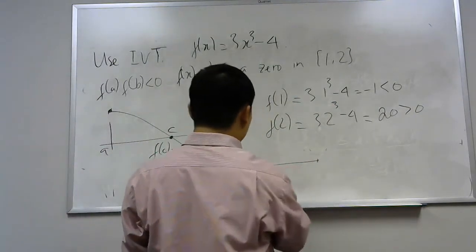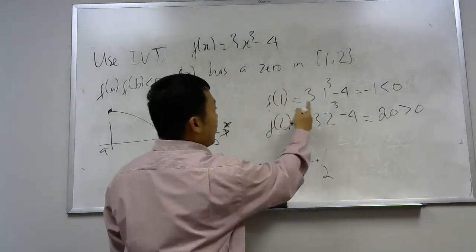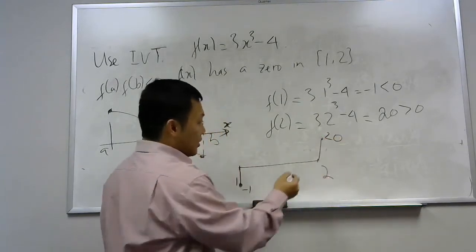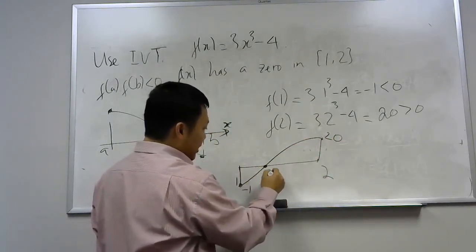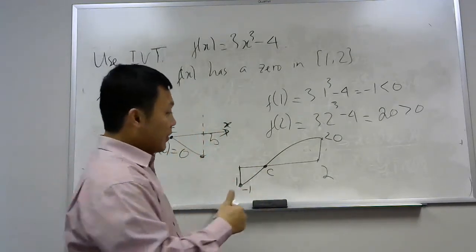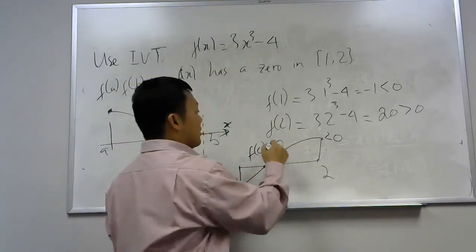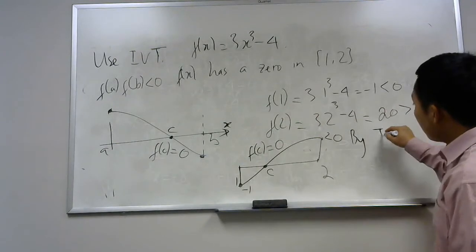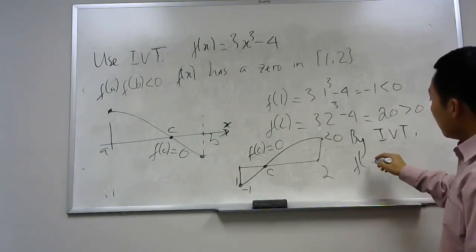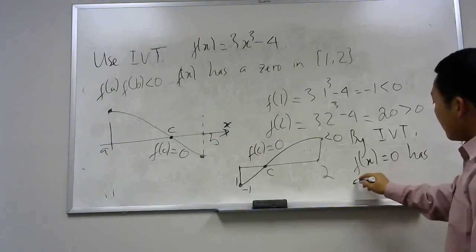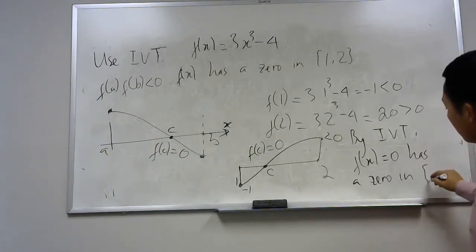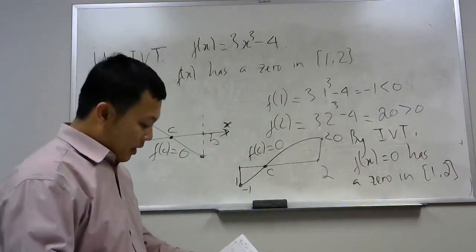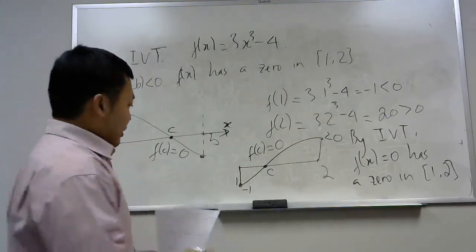So you can imagine the picture. Here you have 1 and 2, right? f of 1 is negative 1, negative 1 is here. f of 2 is 20, 20 is here, right? So you connect this point and this point, you get some C in here in between 1 and 2. And at this point, f of C equal to 0. So by using this, we say by the IVT theorem, f of x equal to 0 has a 0 in (1, 2). That's it. Okay, let's move to the next question.